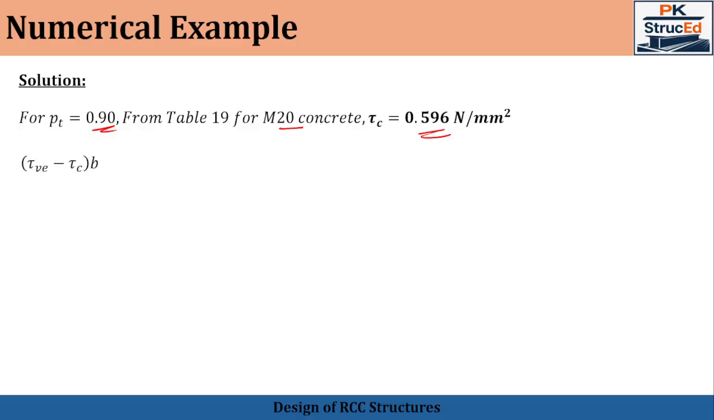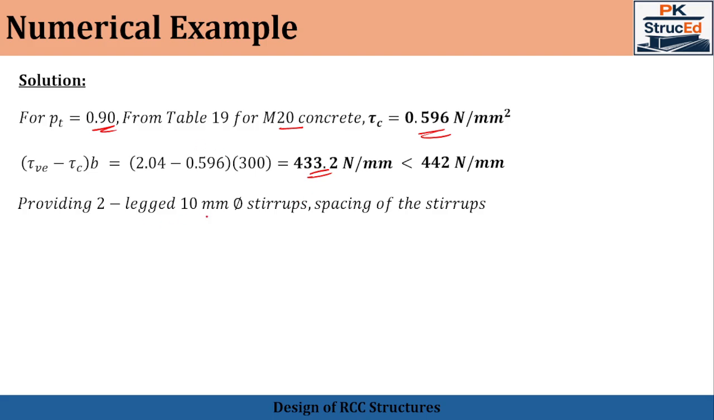So now we can substitute that relationship, that is tau VE minus tau C, into B. The denominator has not been considered because the denominator has been striked out on both the sides. So we are taking only the numerator. This tau VE and tau C has been already calculated and B is 300 mm. Substituting that value, we are getting the value as 433.2 Newton per mm. And this value is less than 442, which has been calculated in the previous slide for the left side.